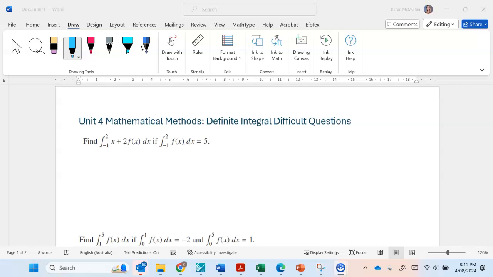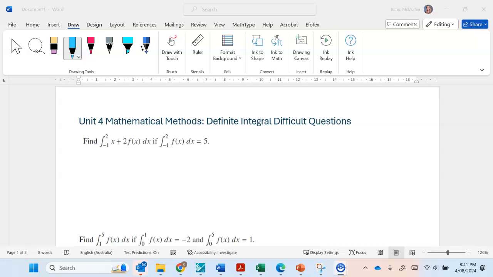Everyone, in this video we're going to go through some difficult definite integral questions. What makes them a little bit difficult is that you've got function notation introduced to definite integrals. So it's not just a matter of putting it into your calculator or even just calculating the antiderivative. It does require you to think logically about what is happening and actually be familiar with the rules surrounding definite integrals. All right, so I've got a few questions here from the textbook and some from past exams.